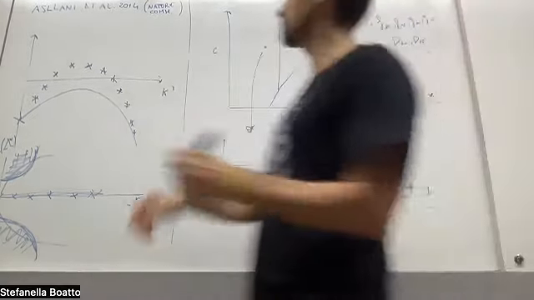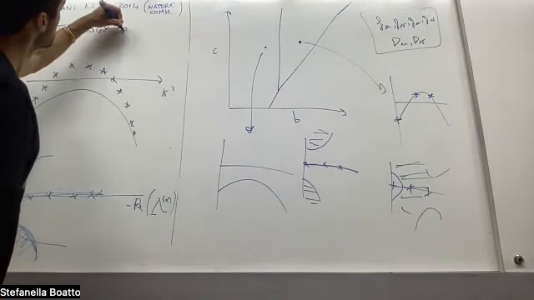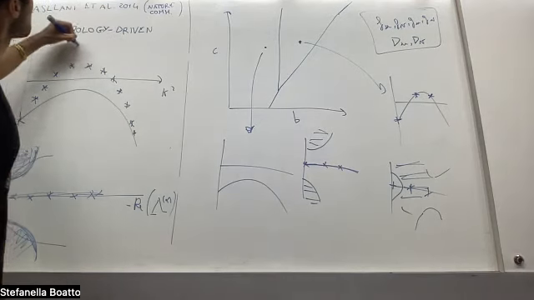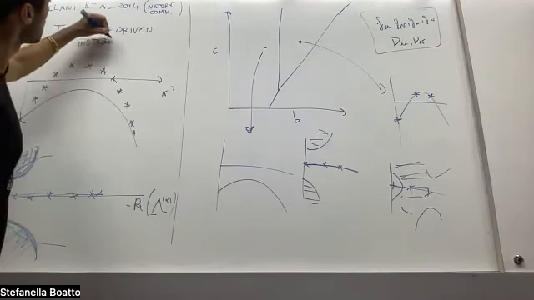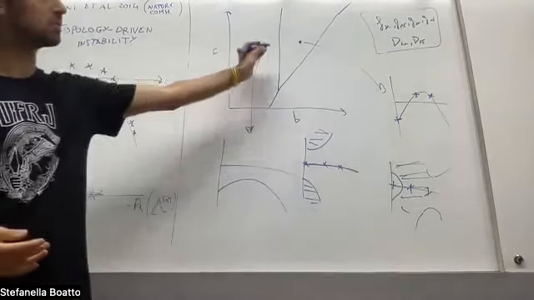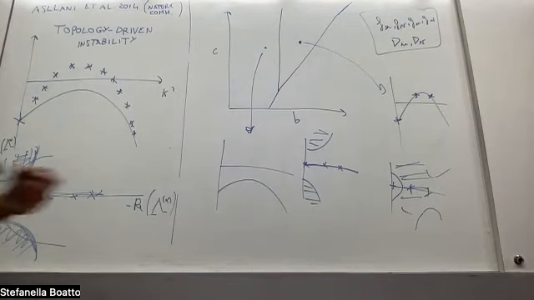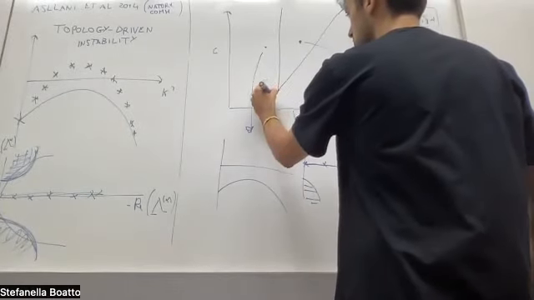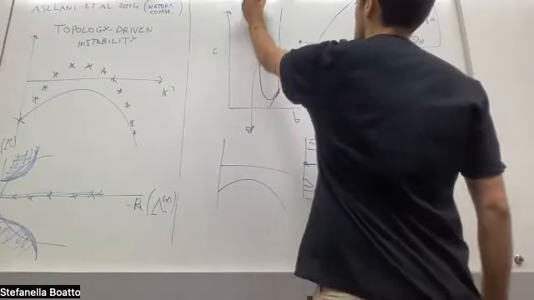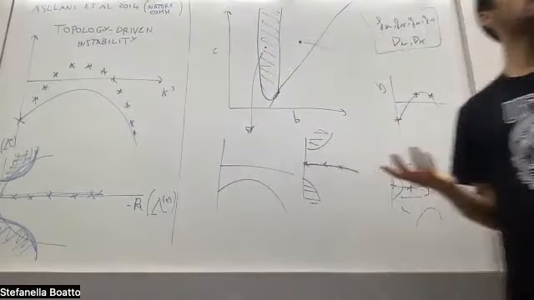And that's why they called it topology-driven instability. It's still diffusion-driven because you wouldn't have this region without the difference in the diffusion. But then it's the topology that allows you to extend your region of instability. And how big this is depends on the networks.